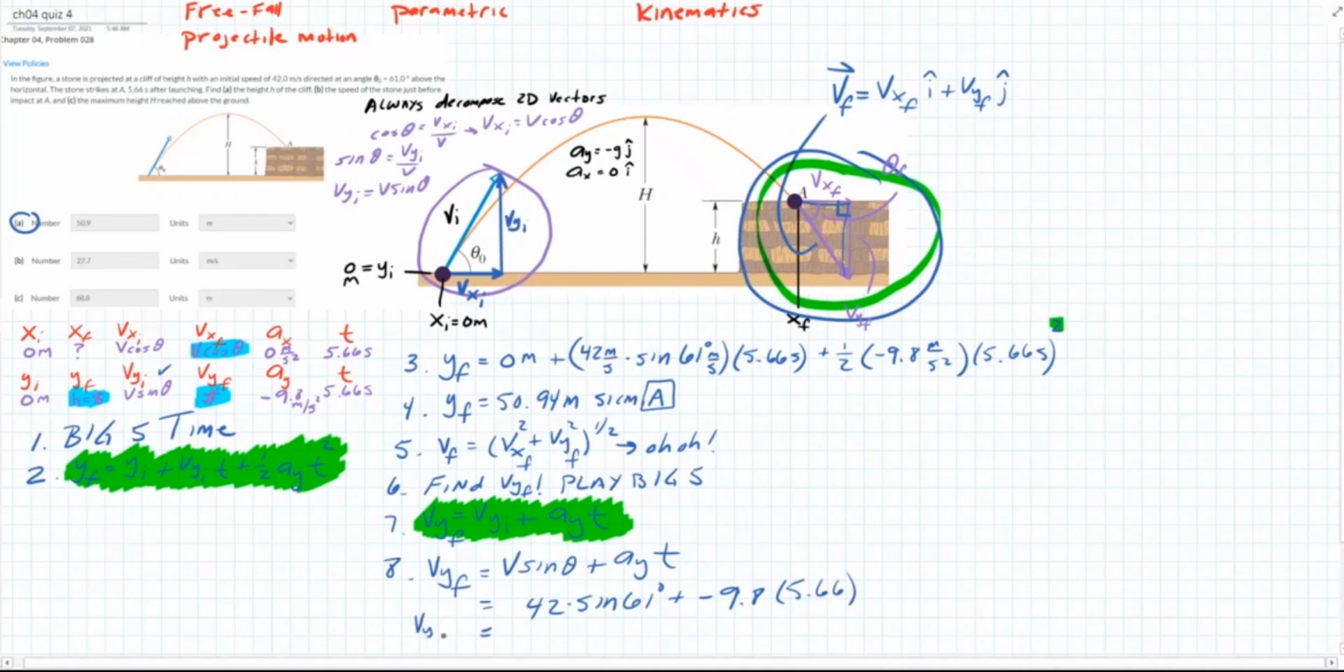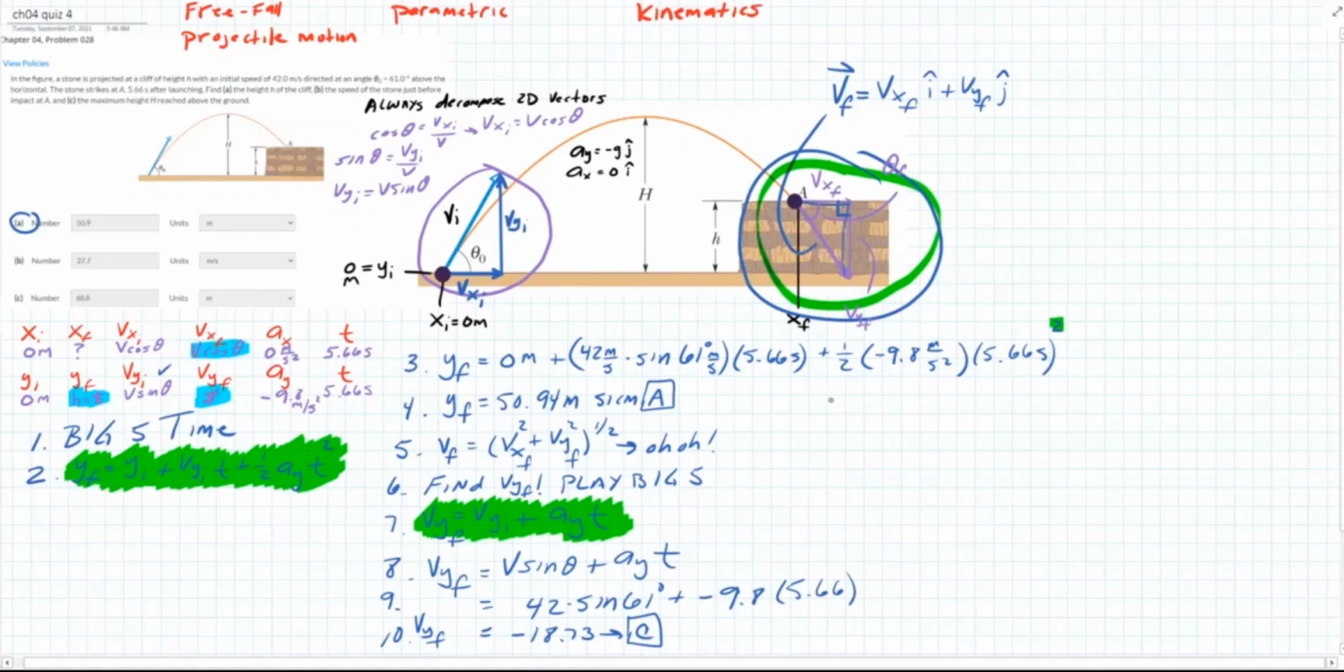So VY final, I'll call that step 8, step 9, step 10. I get a number of negative 18.73. This is a job for calculator memory location C. I'm going to double check. Store alpha C. So again, 42 times sine of 61 minus 9.8 times 5.66 minus alpha C, just to check. Okay, and that's it. Now back to number 5.